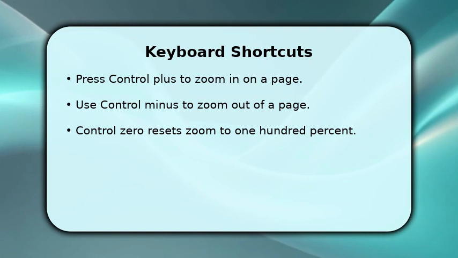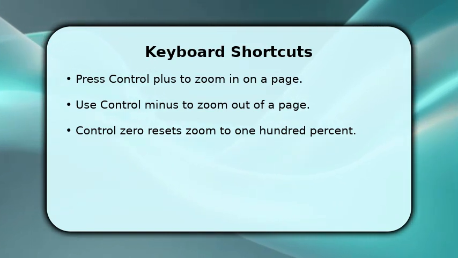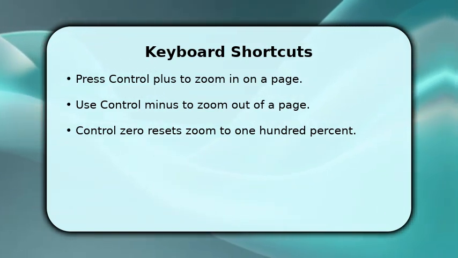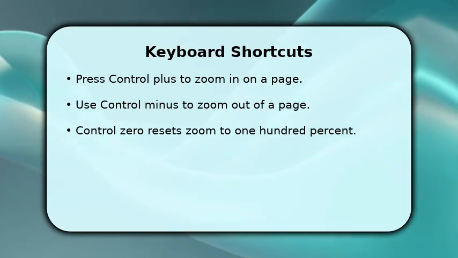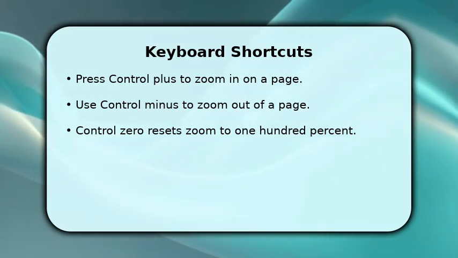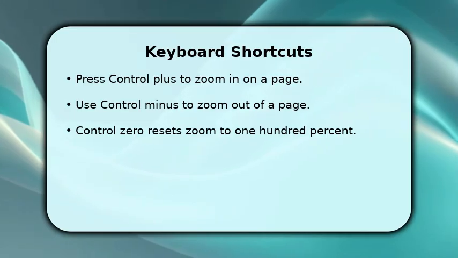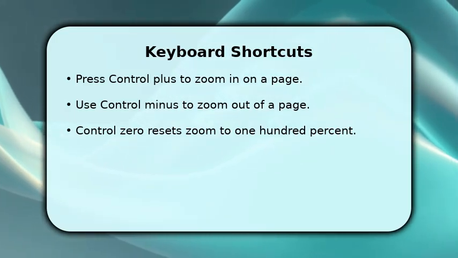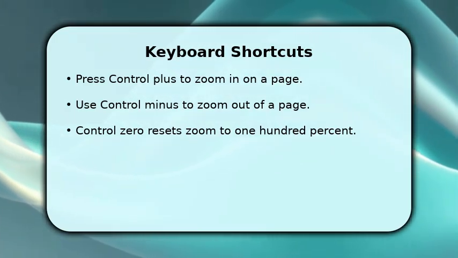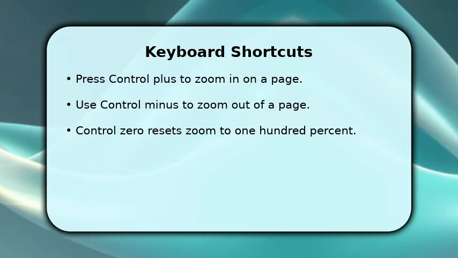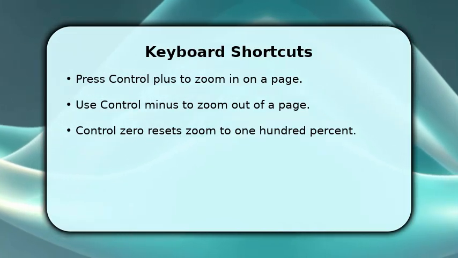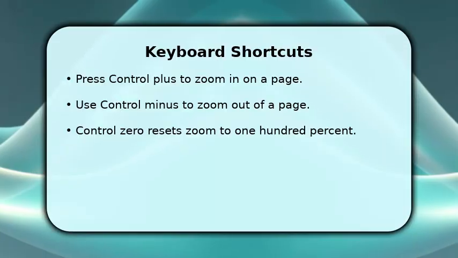Keyboard shortcuts are the quickest way to adjust your zoom. To zoom in, simply hold down the Control key and press the plus sign. If you want to zoom out, hold Control and press the minus sign. And if you ever need to return to the default size, just press Control and 0. These shortcuts work on most operating systems and are incredibly convenient for quick adjustments.